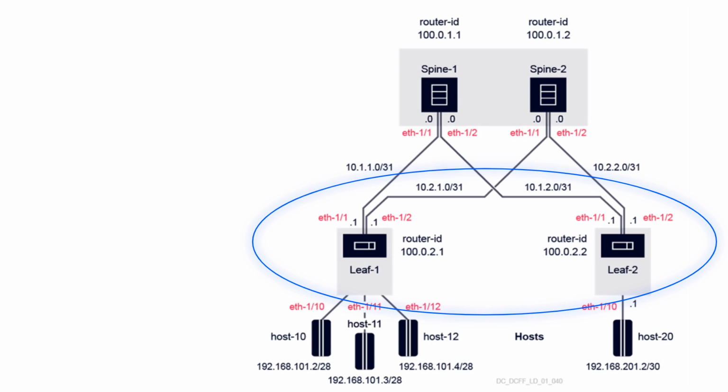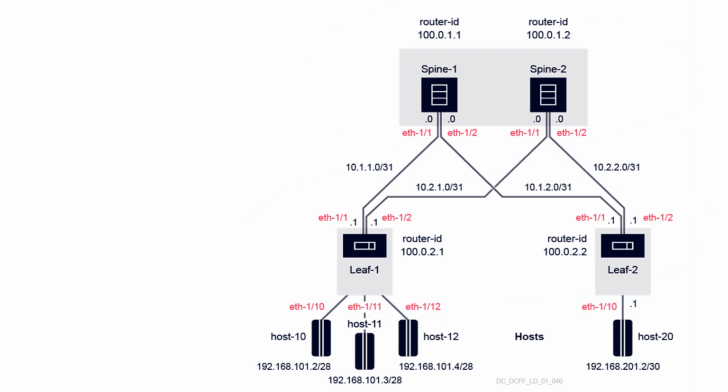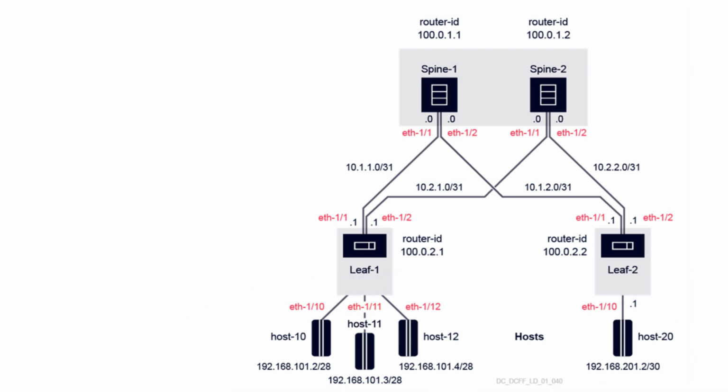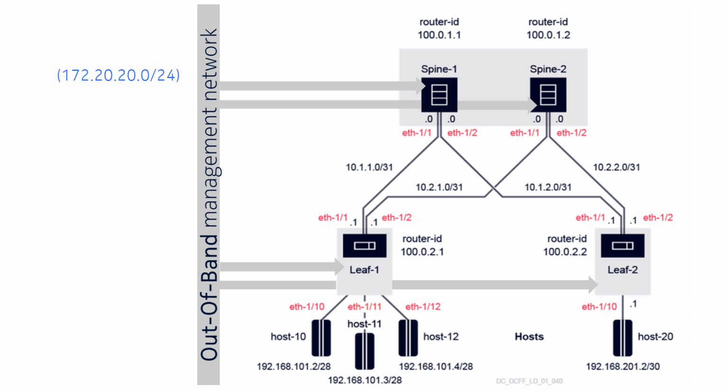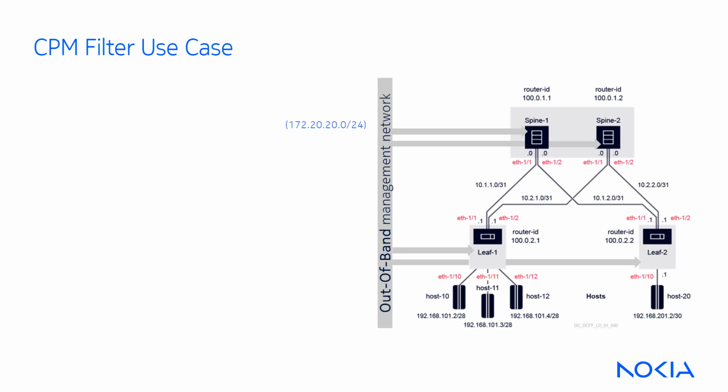The lab topology consists of a leaf and spine data center with 2 leaf routers connected to 2 spine routers. The network is already configured so that hosts connected to leaf 1 and leaf 2 can communicate with each other. We also have an out-of-band management network that the DC administrator uses to connect to each router. A typical CPM filter use case is to allow certain types of applications, for example SSH, from only trusted networks, like our management network here.